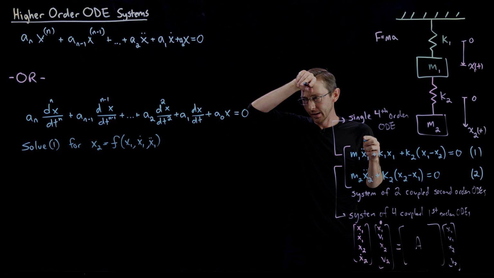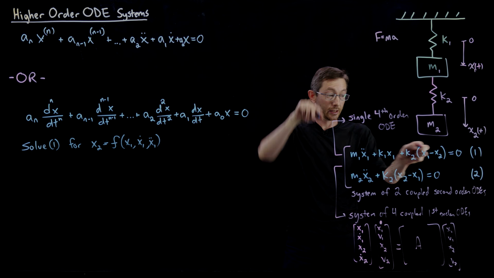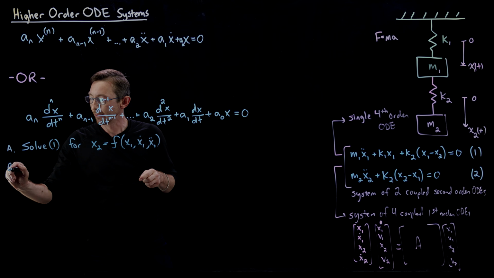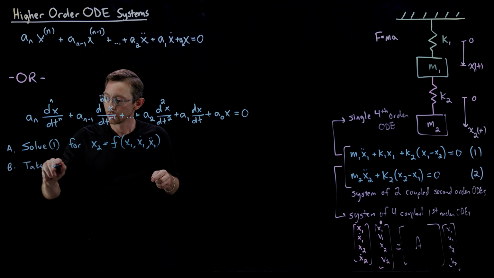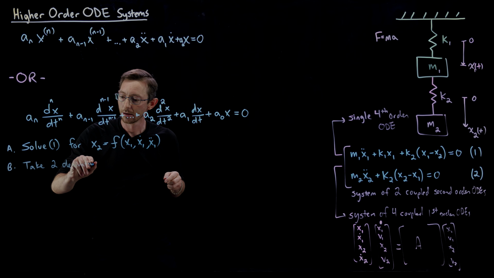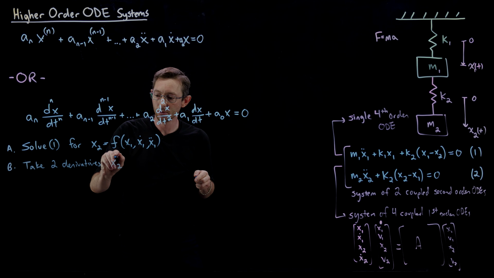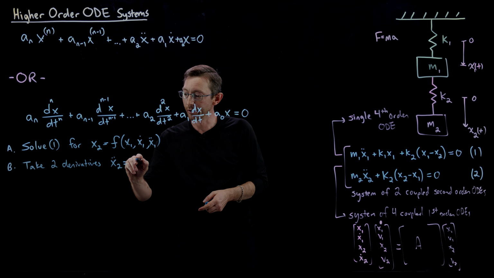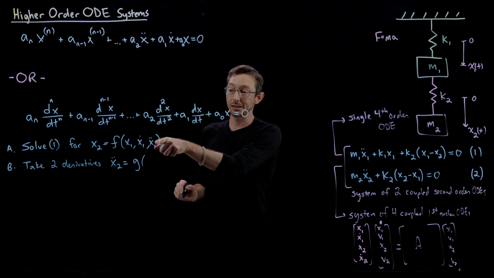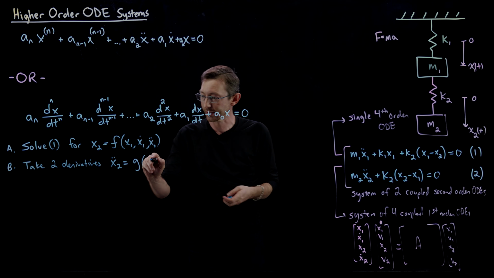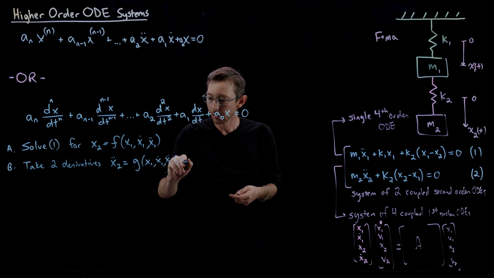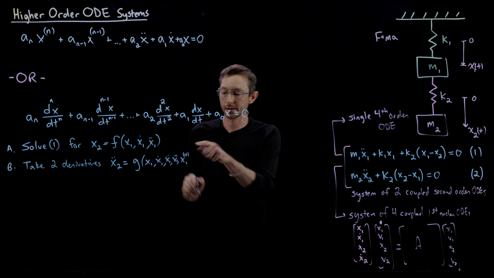Then what we're going to do is take two derivatives of that. So this is step A. Step B is now take two derivatives of x2 double dot. We're literally going to take this function and take two derivatives. So now that's going to be some other function g, and because this had x1 double dots, now it's going to have x1 quadruple dots. So it's going to be in terms of x1, x1 dot, x1 double dot, x1 triple dot, x1 quadruple dot, which I'm going to write as superscript 4.